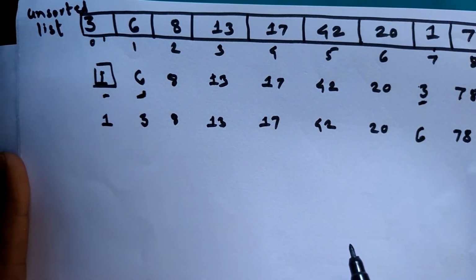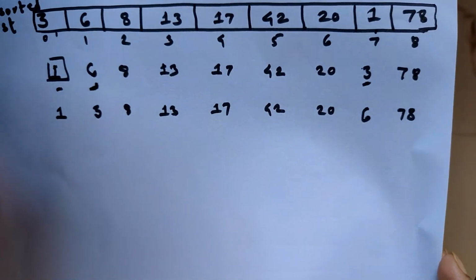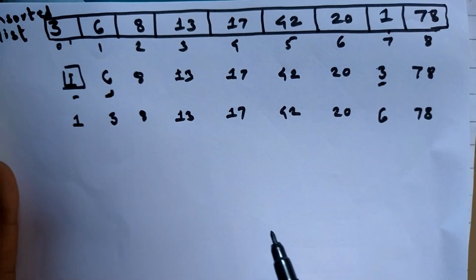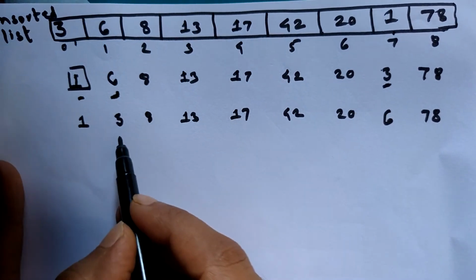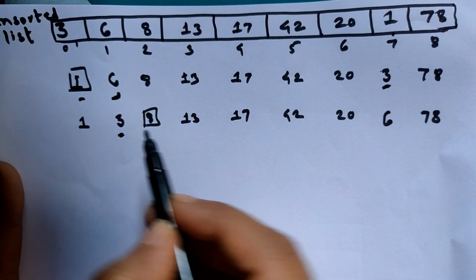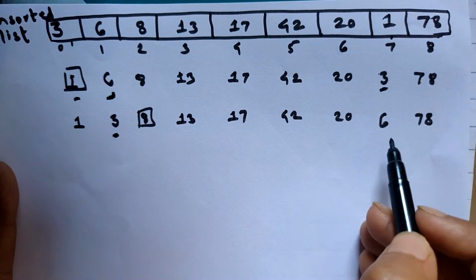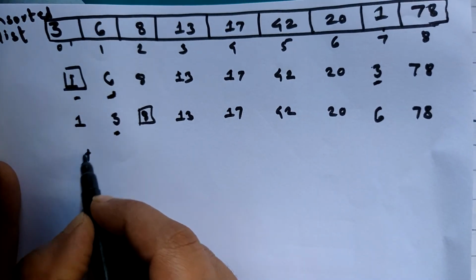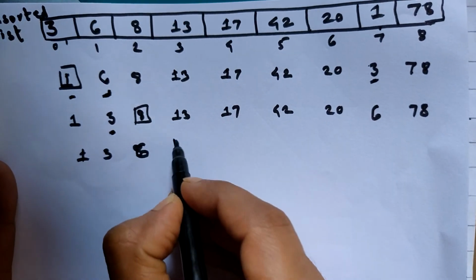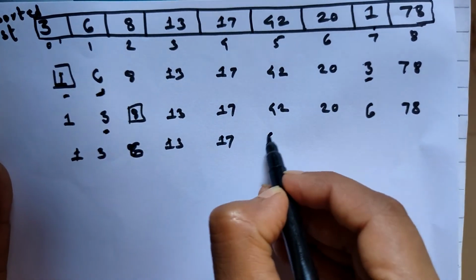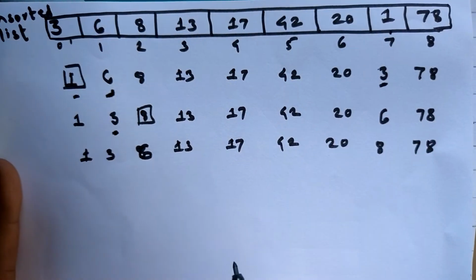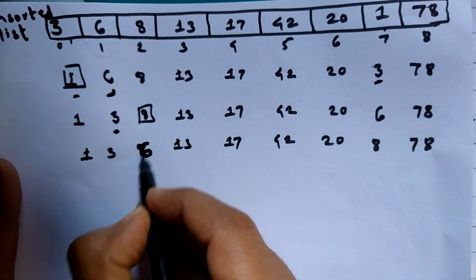Okay, likewise you have to complete this list. Next time what you have to do? Now this 3 is also fixed. Okay, first element is what? 8 now. Now what is the minimum value? 6. 1, 3, 8, 6. It is 6, 13, 17, 42, 20 and 8 here, 78 here. Okay, so this is 6, not 8.